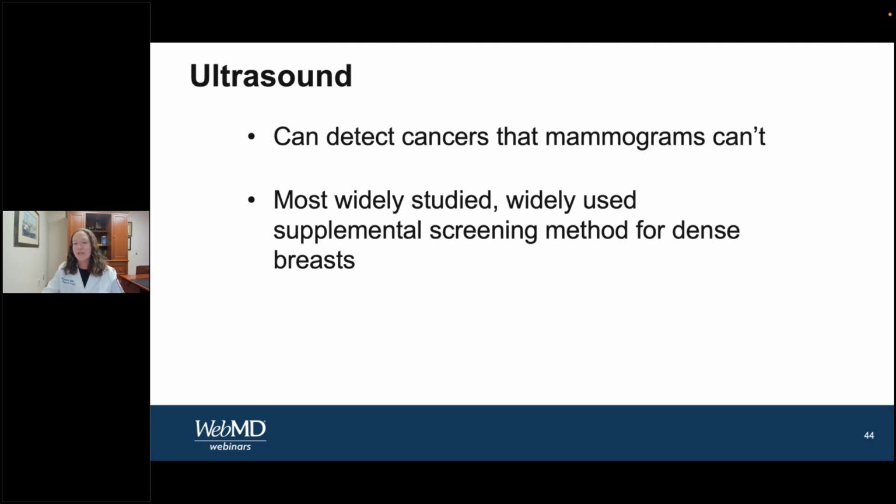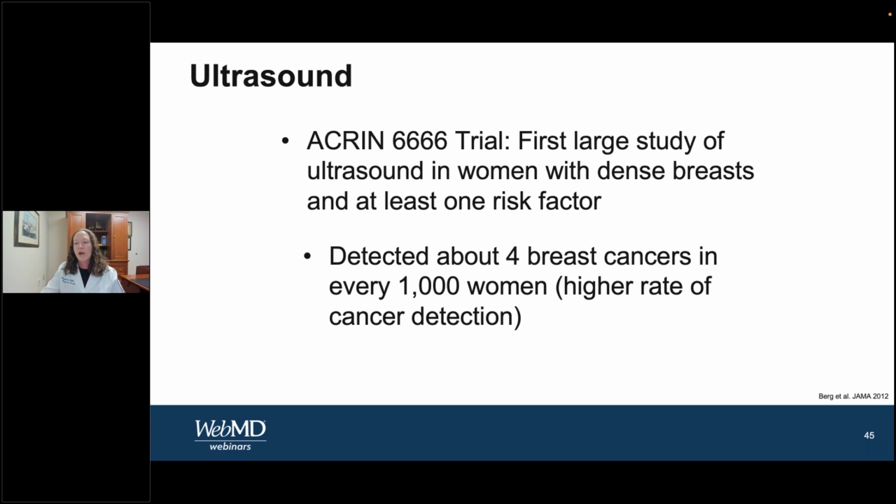So ultrasound can detect some cancers that mammograms can't, and it is the most widely studied kind of supplemental screening method that we have used for women who have dense breast tissue and want to undergo some kind of additional imaging. There was a large trial several years ago called the ACRIN 6666 trial, and that was the first large study of ultrasound in women who have dense breast tissue and at least one risk factor for breast cancer. And in this trial, the authors detected about 4 additional breast cancers on top of what we already found with the mammogram, in every 1,000 women screened. So a higher rate of cancer detection than women who just underwent a mammogram screening.